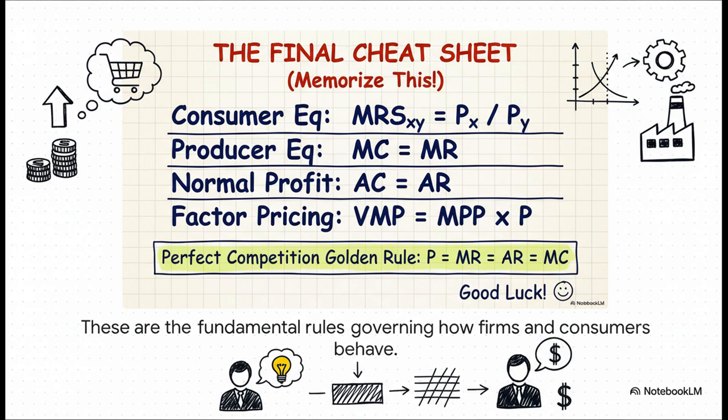So look at this final cheat sheet one more time. These aren't just questions for an exam, they are the fundamental operating system of our economy. They explain how a company decides how much stuff to make, how you decide what to buy. These are the hidden rules that shape everything from the price of gas to the salary you earn.